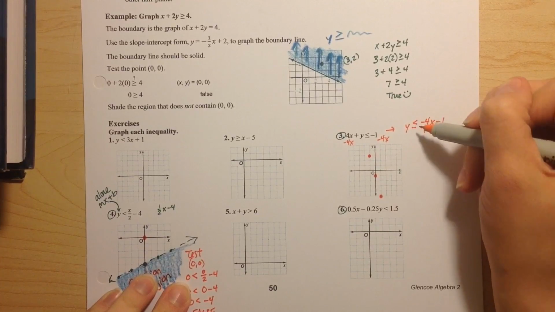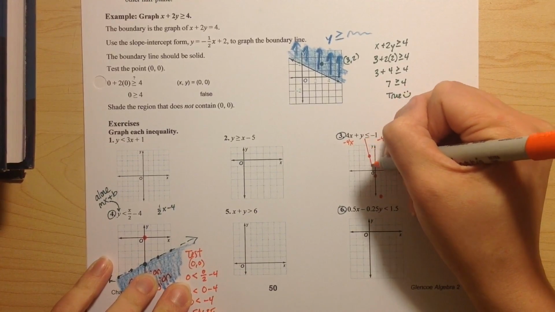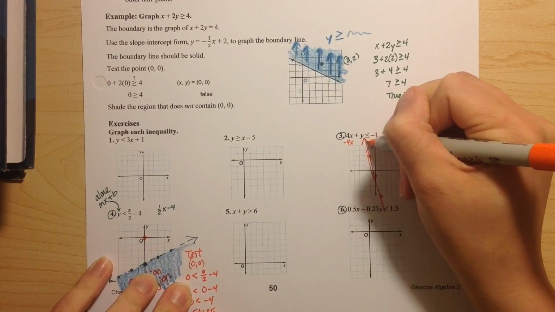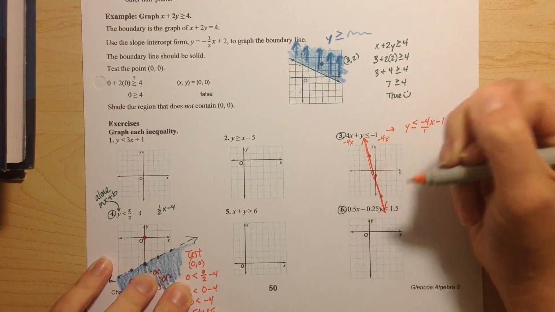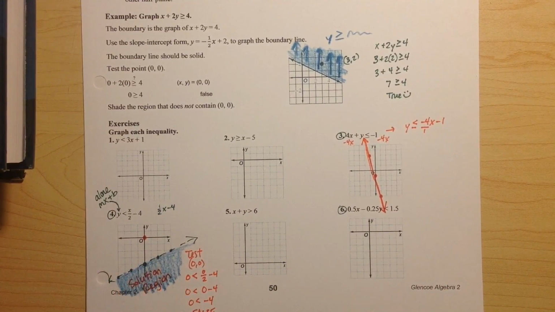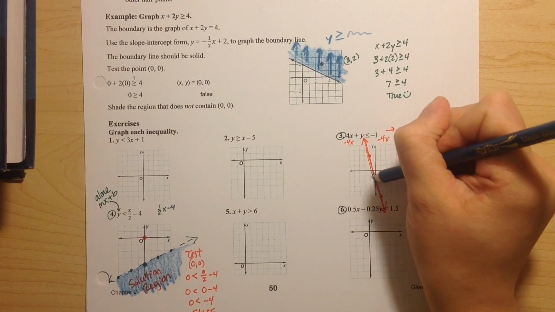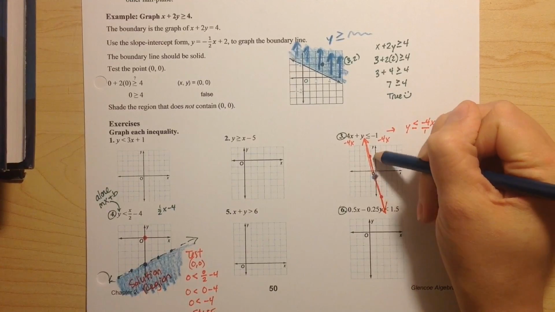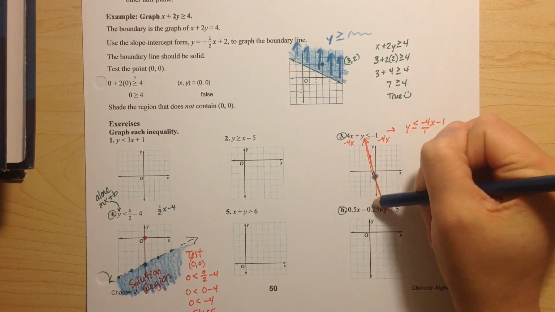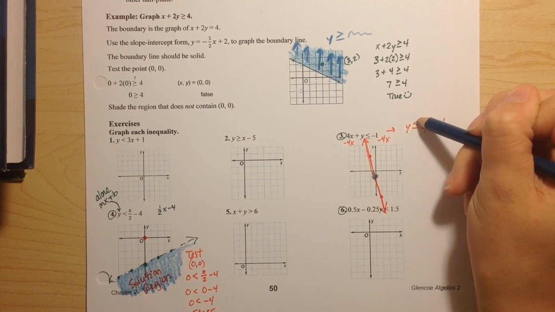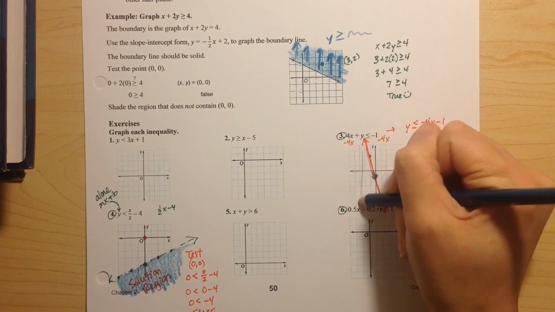This is less than or equal to, so I'm going to do a solid line there. Try to make it as straight as you can. Now, with a graph like this, it might be difficult to see what's above and what's below, but always think, go to a single point. Maybe I pick this one right here. Above would be this way, below would be this way. So I'm supposed to be going less than, so I'm thinking I'm going to shade down.